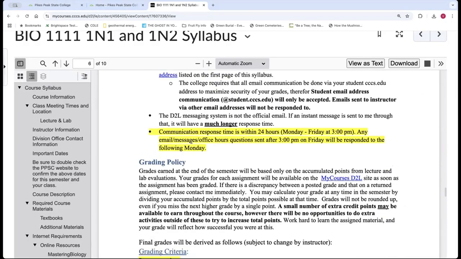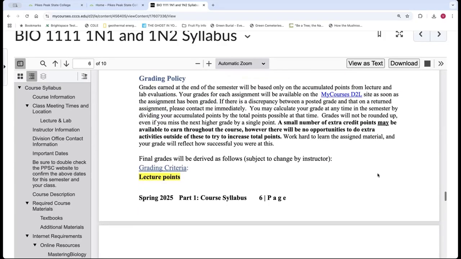Communication response time. Communication response time is within 24 hours, Monday through Friday at 3 p.m. At 3 p.m., I begin my weekend. Any emails or messages or office hours messages in the discussion board sent after 3 p.m. on Friday will be responded to the following Monday. Keep in mind, I have a class first thing Monday morning, so you might not get that response until Monday afternoon.